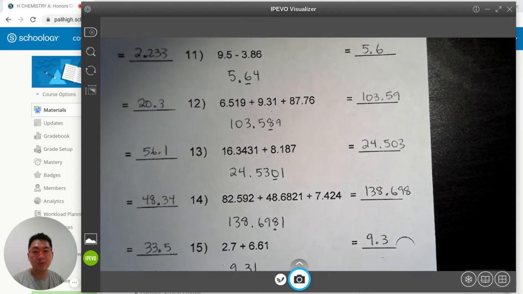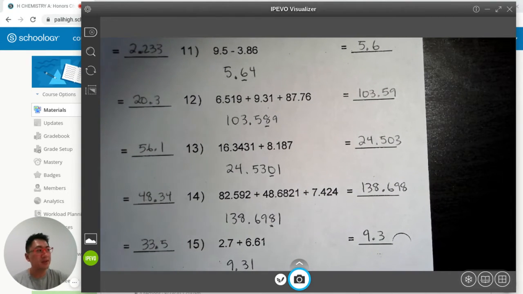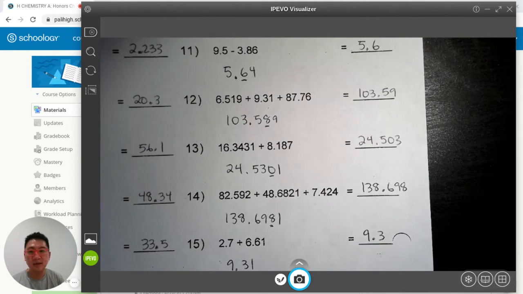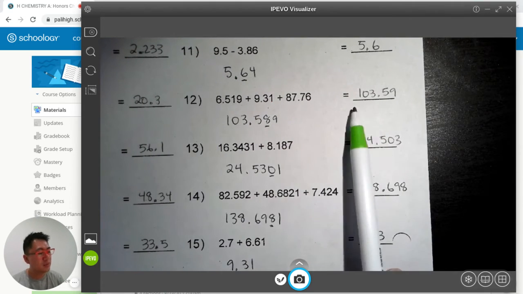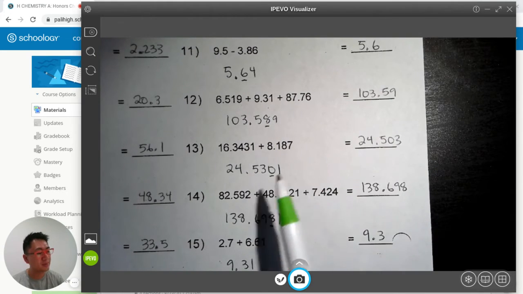Here are the answers for 11 through 15. Question number 11. Let's see if I can make that a little brighter. Question number 11, the answer was 5.6. So 5.6, 1 place after decimal point. Number 12, 103.59, 2 places after decimal point.